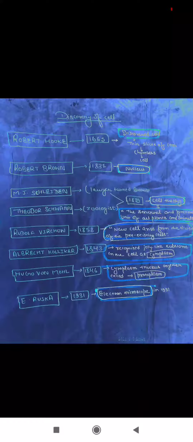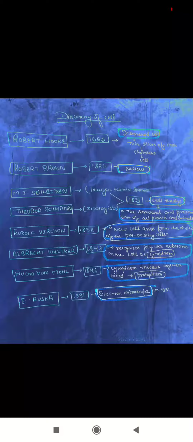Later on, as a result of observations made by other scientists like Robert Remak and then Rudolf Virchow in 1858, they said that cells arise from the division of pre-existing cells. Meaning a cell arises only if there was initially a cell before that.